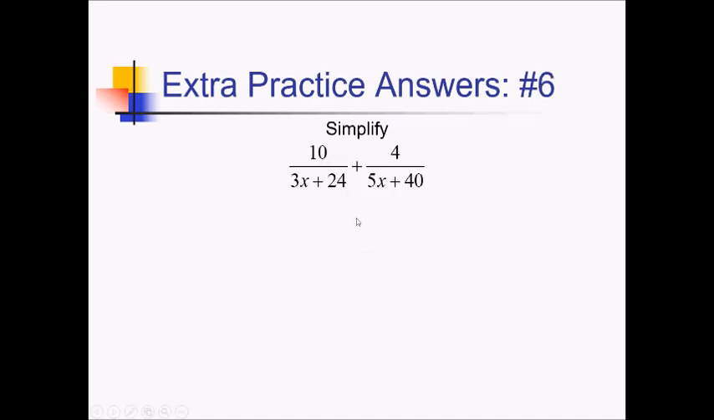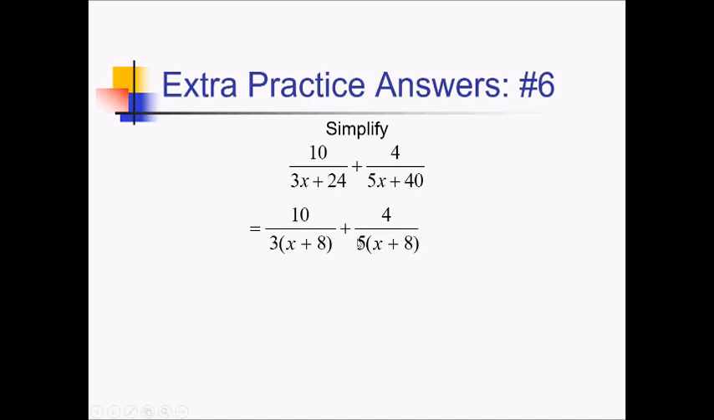To simplify this rational expression and add these, I need to get a common denominator. Let me first factor my denominators, and I can use those factors to put together an LCD and turn those both into that. So for the first denominator, I can take out a 3. That leaves me with an x plus 8. For the next one, looks like I can take out a 5. That leaves me with an x and a plus 8 as well.